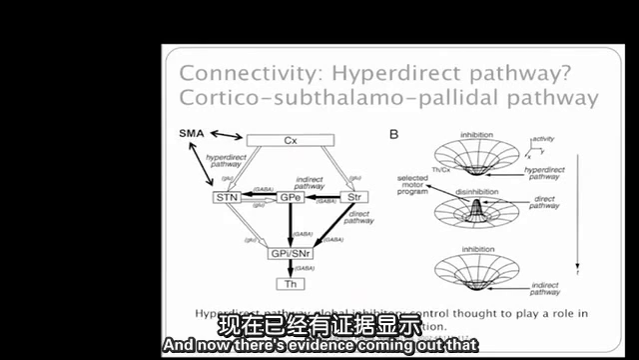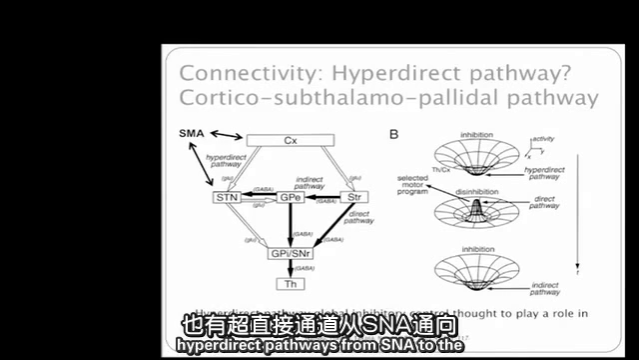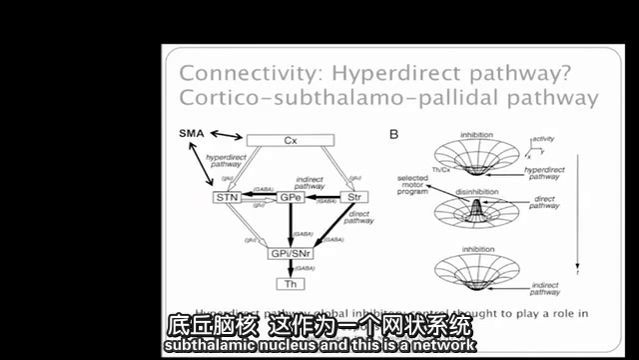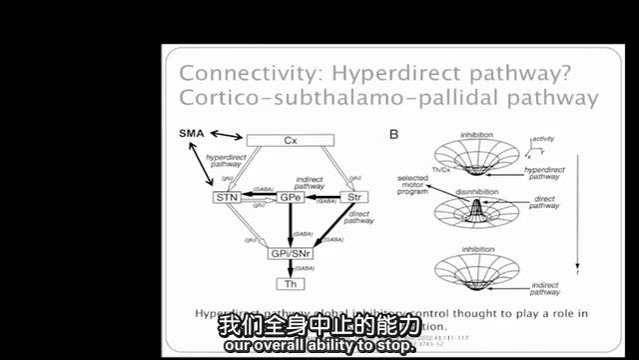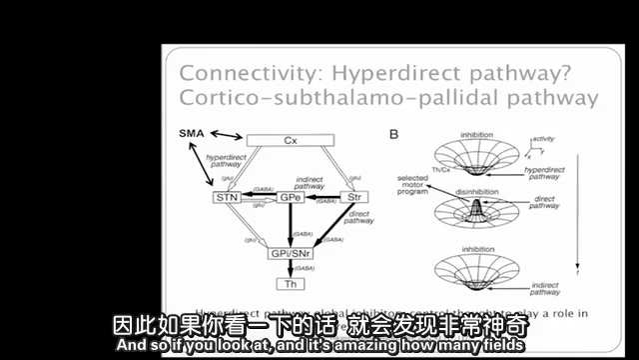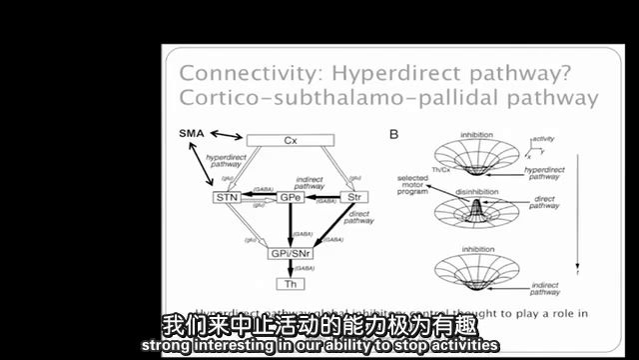And now there's evidence coming out that it's not just this hyperdirect pathway, but there's hyperdirect pathways from SMA to the subthalamic nucleus, and that this is a network that is really important in modulating our overall ability to stop. And it's amazing how many fields this crosses, but in the field of addiction, there's a strong interest in our ability to stop activities.